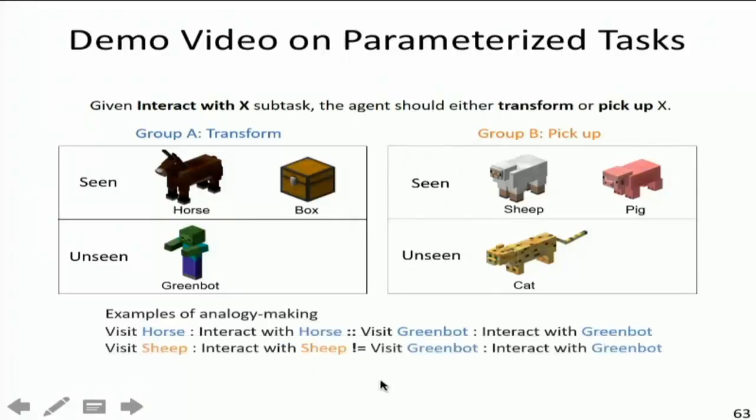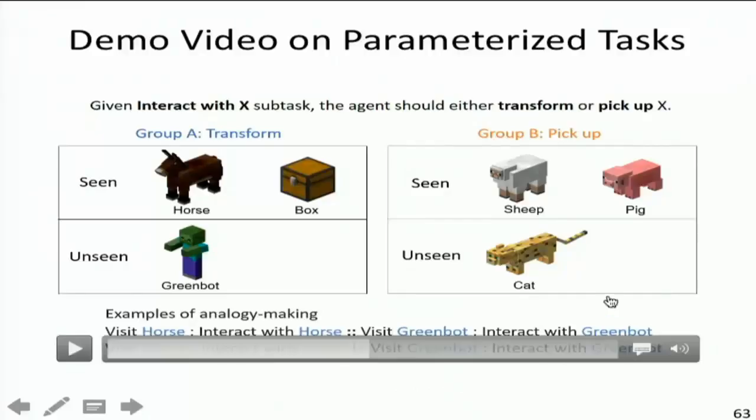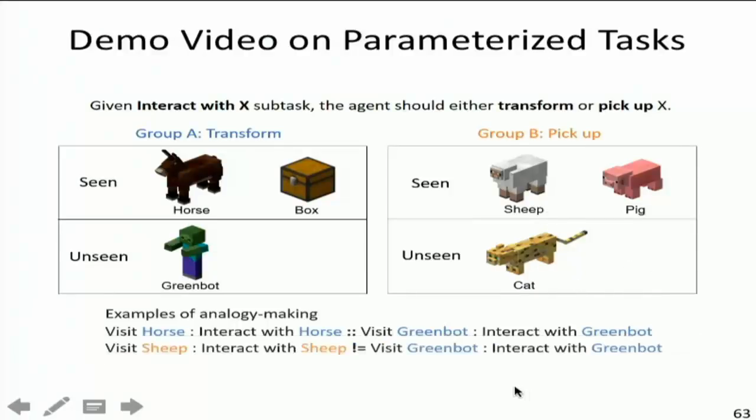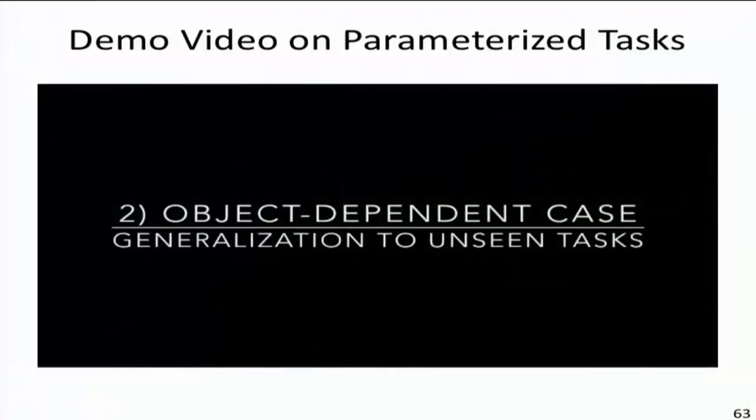But with analogy making, you can impose some prior knowledge. Even though it has not seen the specific combination of the action and an unseen object, you can put some regularities between these tuples, and that allows the agent to learn an embedding that can behave well in unseen situations.